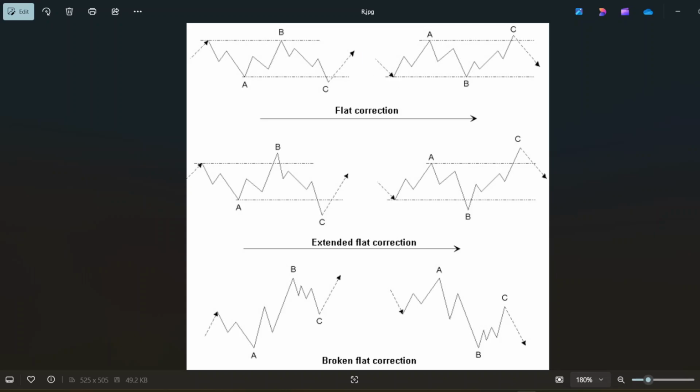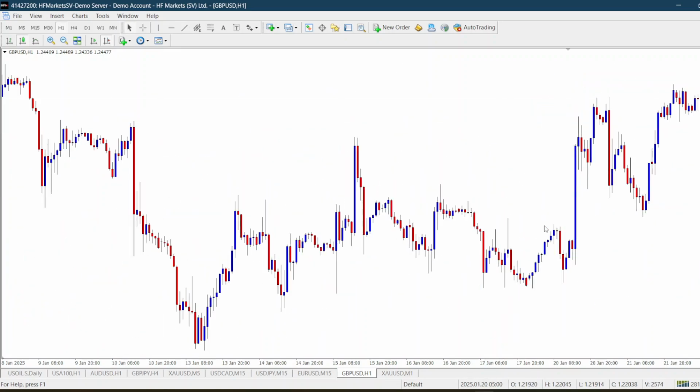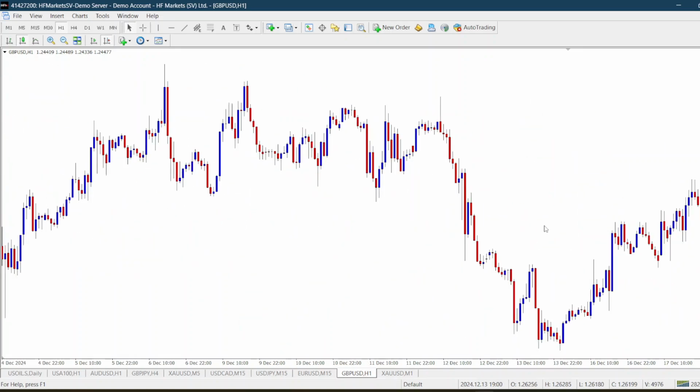Now flat corrections generally occur in wave 4 or wave B, acting as a temporary consolidation. Remember that based on the Elliott wave pattern, we have 5 waves. Now this is not exactly an Elliott wave pattern because it's not following the proper structure.